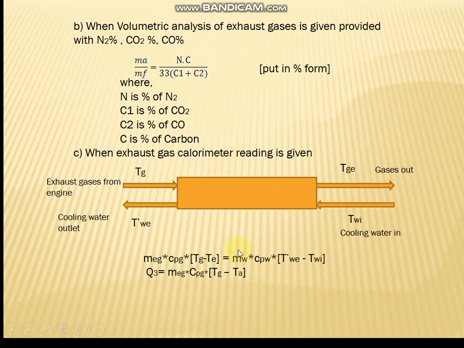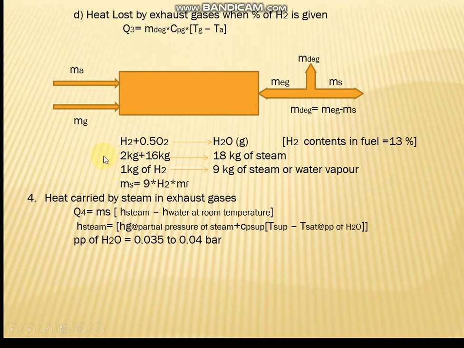Mass of water is measured by a 1 liter jar. If you measure the flow rate with the help of a 1 liter jar, for 1 liter how much time is required, and 1 liter equals 1 kg for water. From that we get mass of water. This is now heat loss, but here the word is dry exhaust gases when percentage of H2 is given.